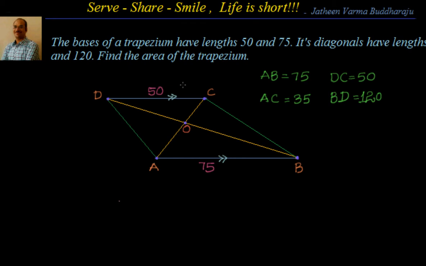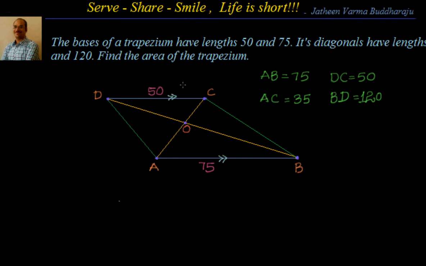From the diagram you can see we have been given AB and CD as bases, which means they are parallel lines. In a trapezium, one pair of sides is parallel. So 50 and 75 are AB and DC respectively. We have been given AC equal to 35 and BD equal to 120.